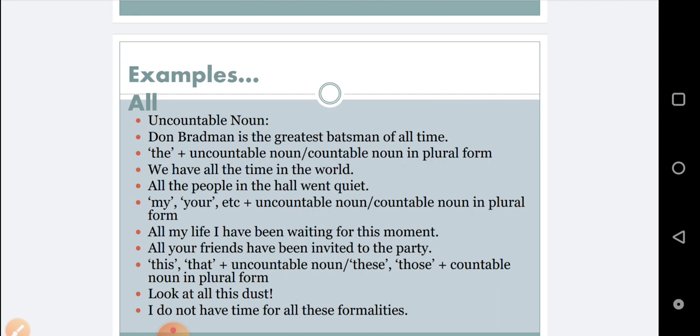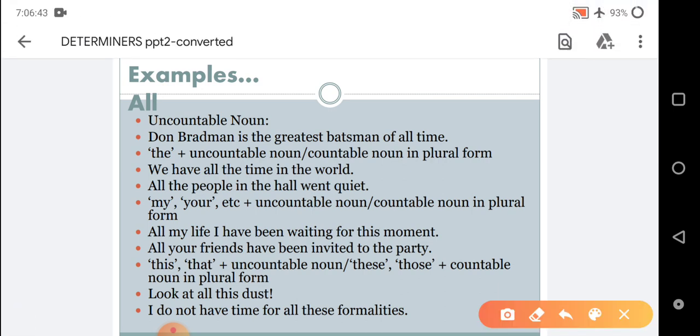For example, Don Bradman is the greatest batsman of all time. All is also used with the definite article the plus an uncountable noun. It is also used with a countable noun in plural form. For example, we have all the time in the world. Most commonly, students, you speak such sentences in your day-to-day lives. That is, I am busy all the time. I am studying all the time. I have no time to do any other work.